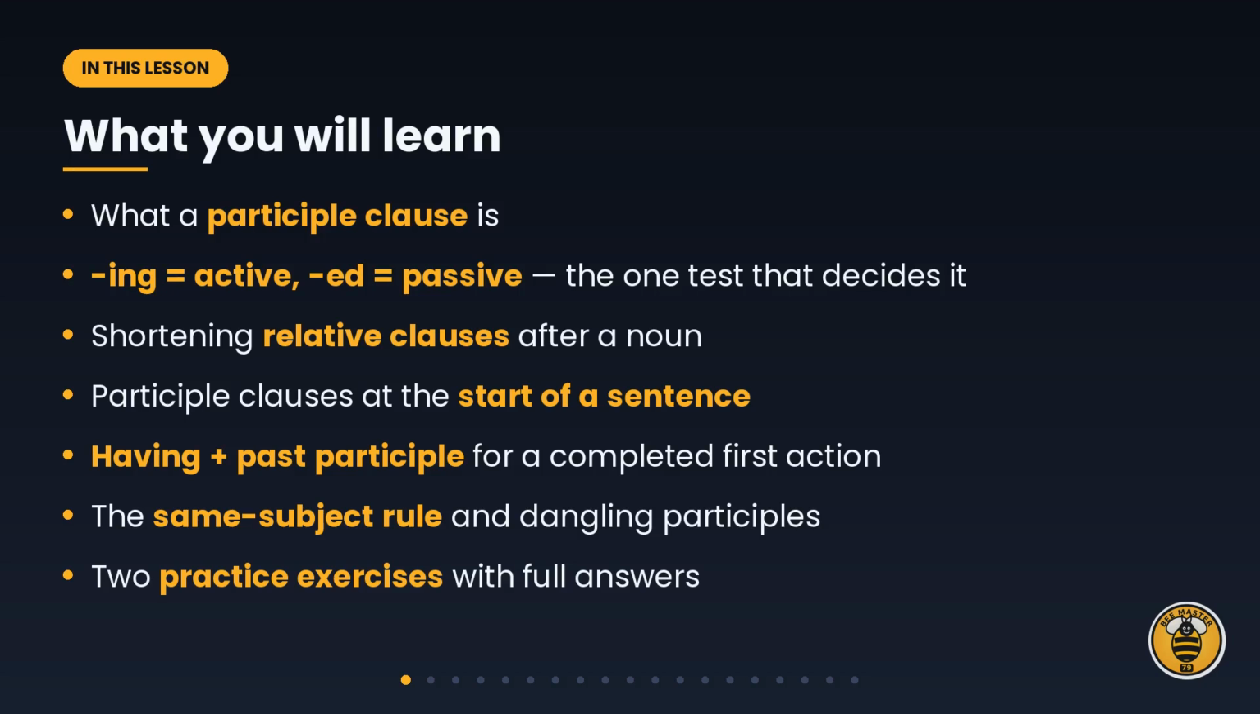Here is our plan. First, what a participle clause actually is. Then the single most important idea in the lesson: ing means active and ed means passive. After that we'll shorten relative clauses, move participle clauses to the front of a sentence, meet the perfect form having plus past participle, and learn the one rule that stops these clauses going wrong. There are 2 practice exercises along the way, so keep a pen and paper ready.